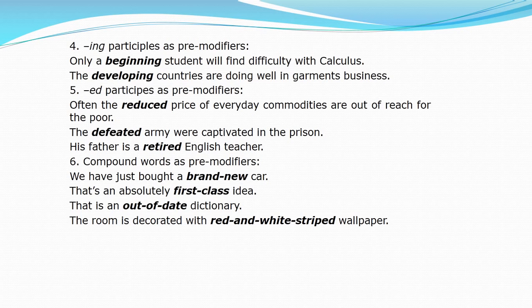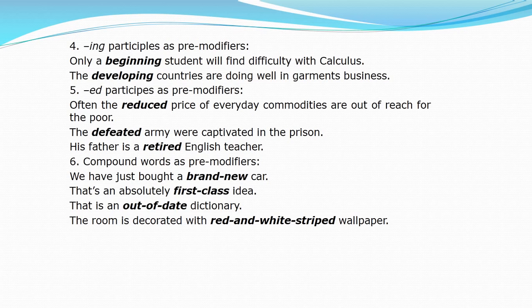When a word works as an adjective and as a verb at the same time, it is called participle. For example, only a beginning student will find difficulty with calculus. Calculus is one of the mathematical terms. Only a beginning student. It means the student who will start initially, at first. He will find difficulty with calculus. The developing countries are doing well in garments business.